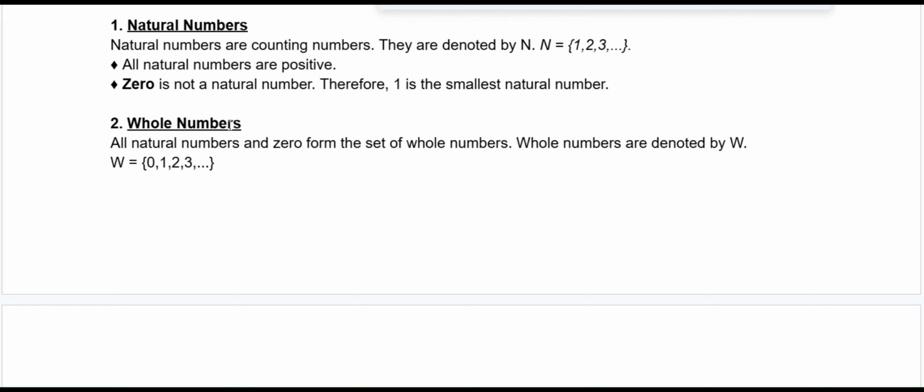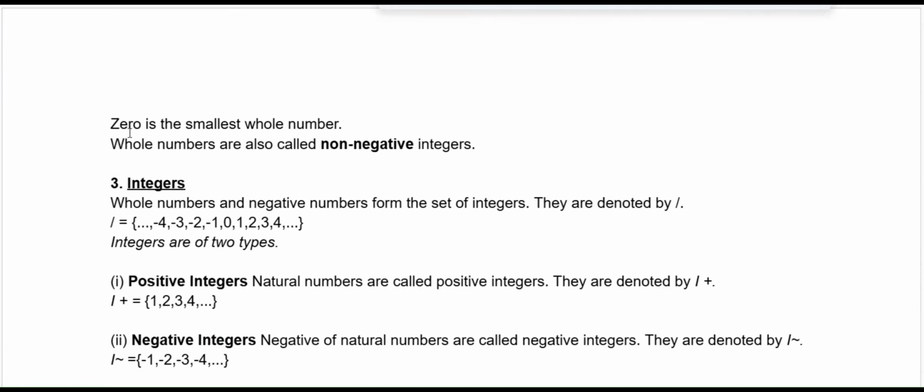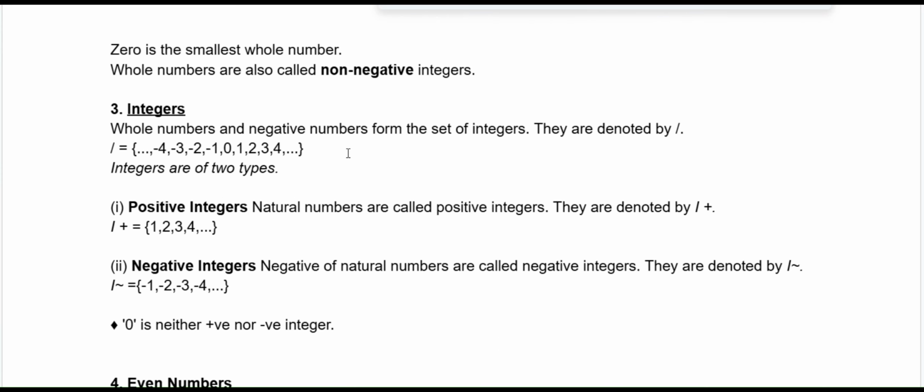Next comes the whole number. All the natural numbers including 0 are called whole numbers. It is denoted by W, and W is equal to 0, 1, 2, 3, like that. The combination of 0 as well as natural numbers is whole numbers. As 0 is included, it is the smallest whole number, and whole numbers don't have negatives, so these are called non-negative integers. Let's see what are integers.